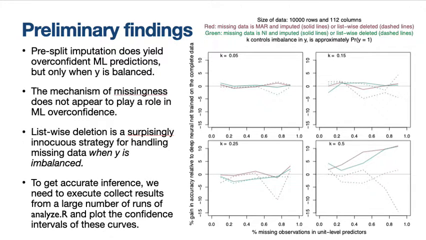And furthermore, listwise deletion is a surprisingly innocuous strategy for handling missing data when y is imbalanced.